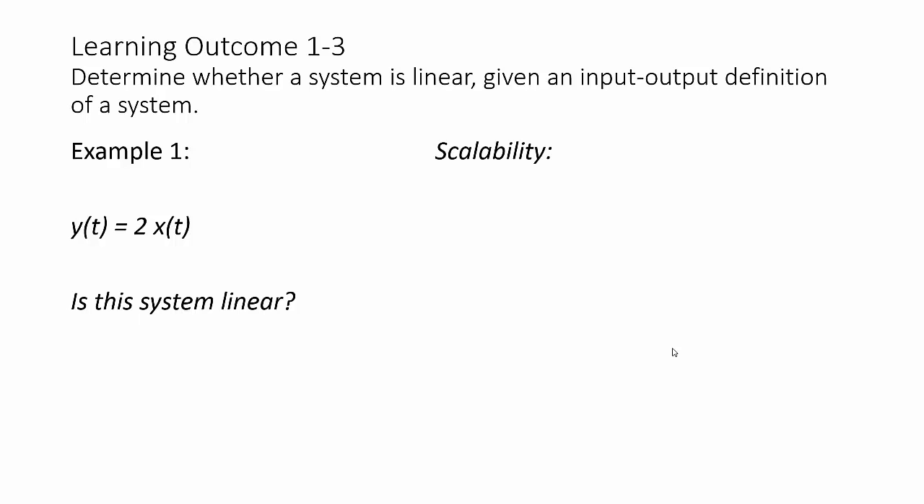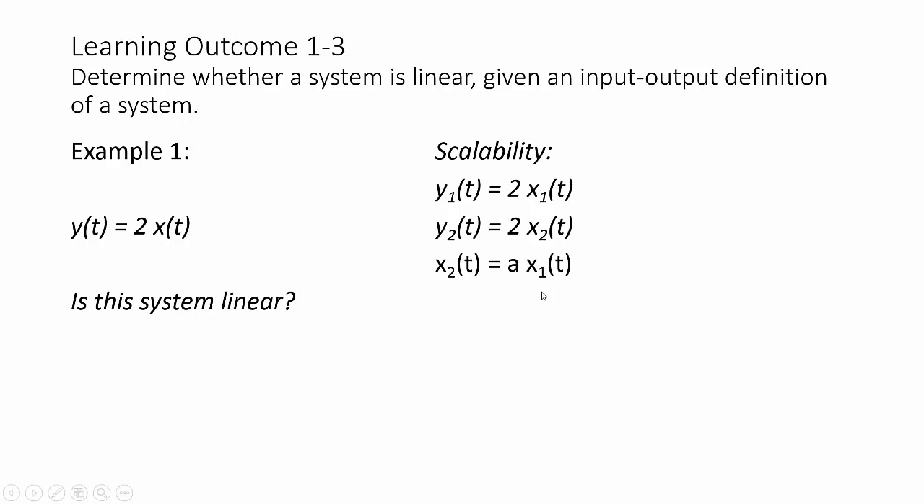Next, let's try scalability. For scalability, we need to define two system definitions, x1, x2, y1, y2. And then we need to define that x2 is a scaled version of x1. Similar to additivity, we're now going to take this and substitute it into the previous line. Again, please show those square brackets so we see what you're substituting in.